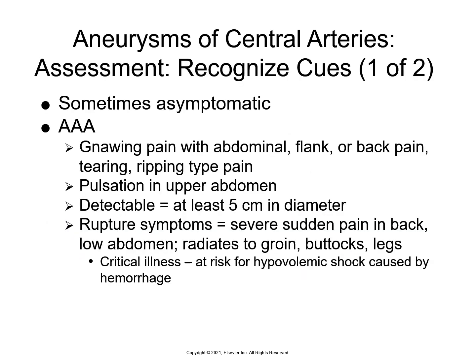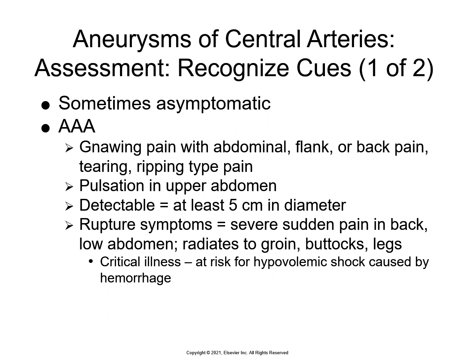So, what cues do you need to know about? Well, sometimes, like I said, they're asymptomatic, and if they have a problem, it can happen suddenly. With a triple A, abdominal aortic aneurysm, they would have a gnawing sort of pain in their stomach, in the abdomen, in the flank, or they might have back pain. It would be tearing type. They would feel like somebody's ripping their back open.